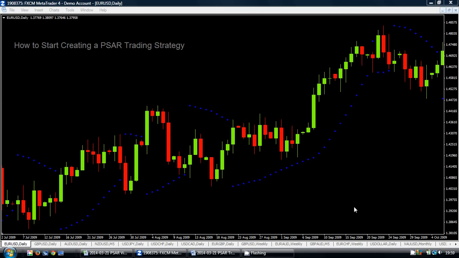strategy. There's a lot of information on the internet and in books about the PSAR, about how it can be used in different ways, but I haven't been able to find on the internet any back-tested, verifiable results showing whether or not this indicator that was created 35 years ago is still relevant to today's financial markets.